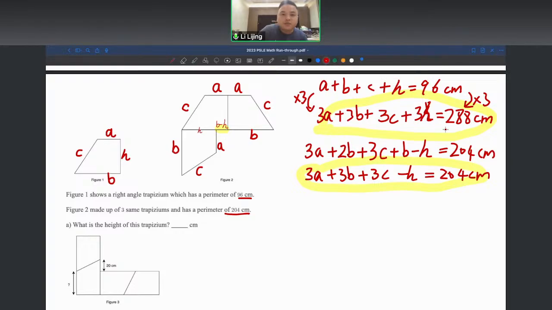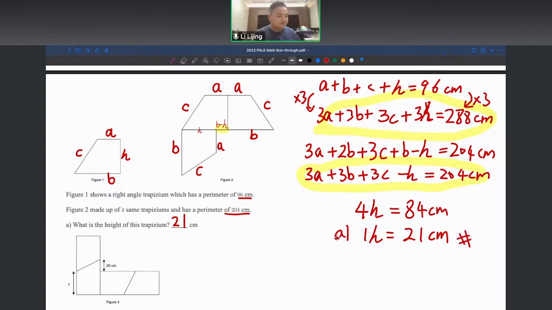Alright, so now you compare this equation and this equation. If you subtract these two, the bigger one minus the smaller one, 3A minus 3A cancels, 3B minus 3B cancels, 3C minus 3C cancels, 3H minus minus H, you will get 4H, and 288 minus 204 gives 84. So 4H is 84, and 1H you will get 21 cm. So the height of the trapezium is 21 cm. Okay, how many of you got this one correct?